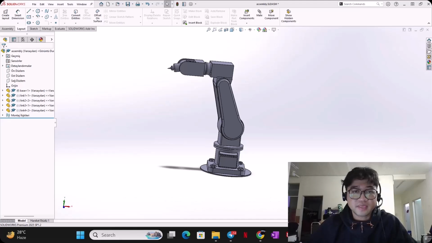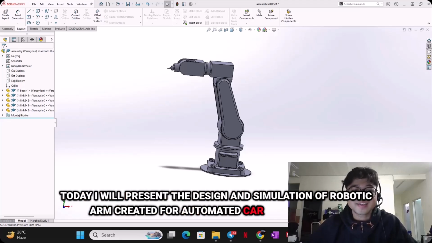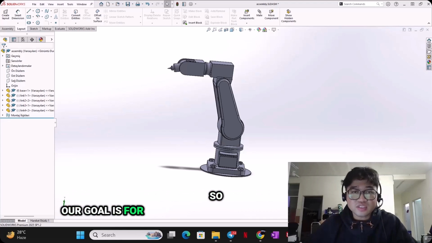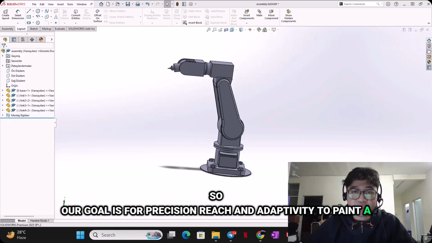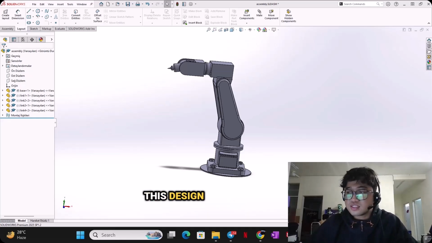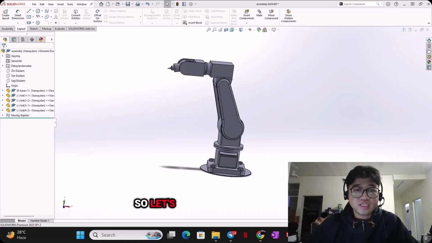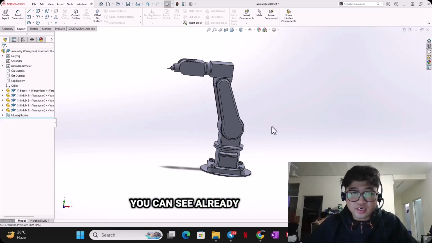Hello, my name is Shafwan. Today I will present the design and simulation of a robotic arm created for automatic car body painting. Our goal is precision, reach, and adaptability to paint cars of 4.5 meters by 1.8 meters by 1.5 meters. This design is created and illustrated using the software SolidWorks. So let's go to our design here. You can see our design.